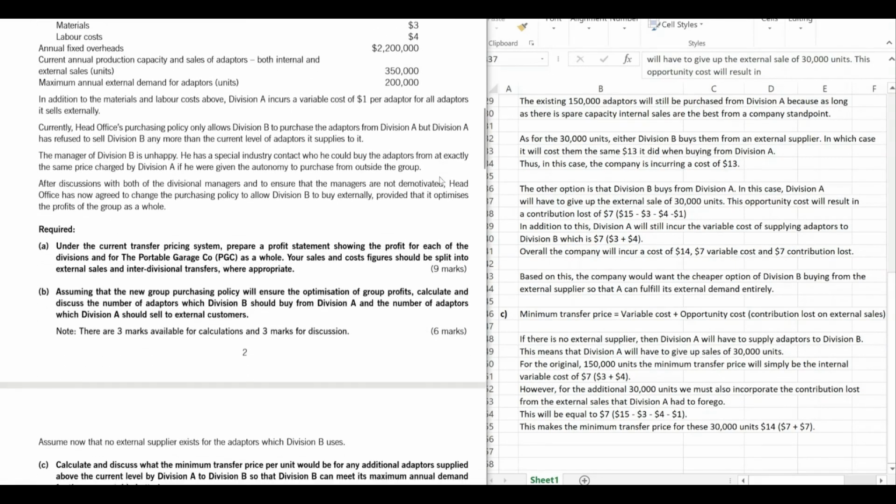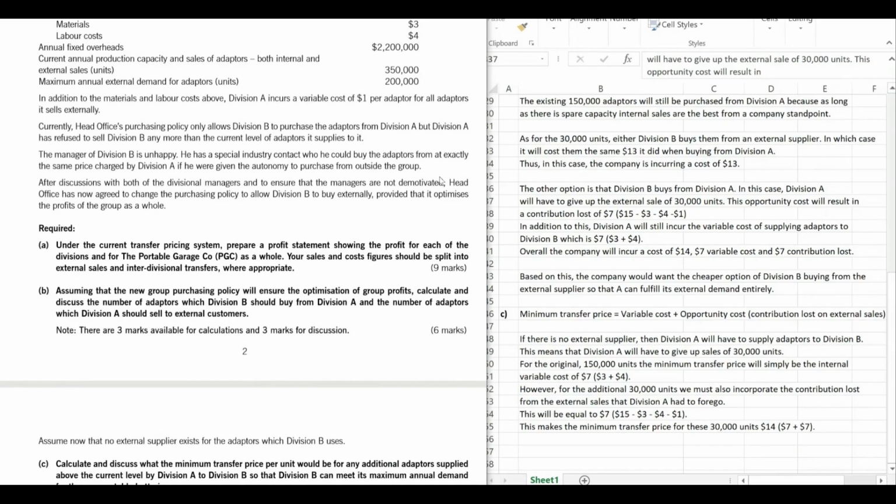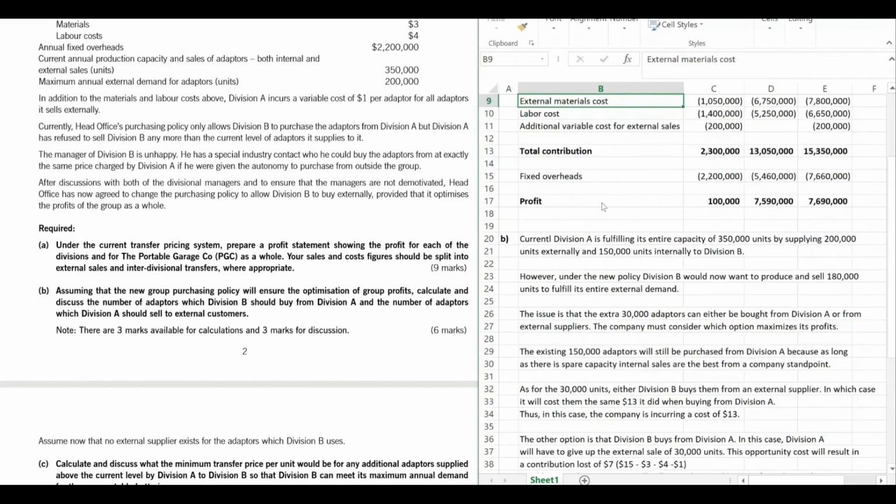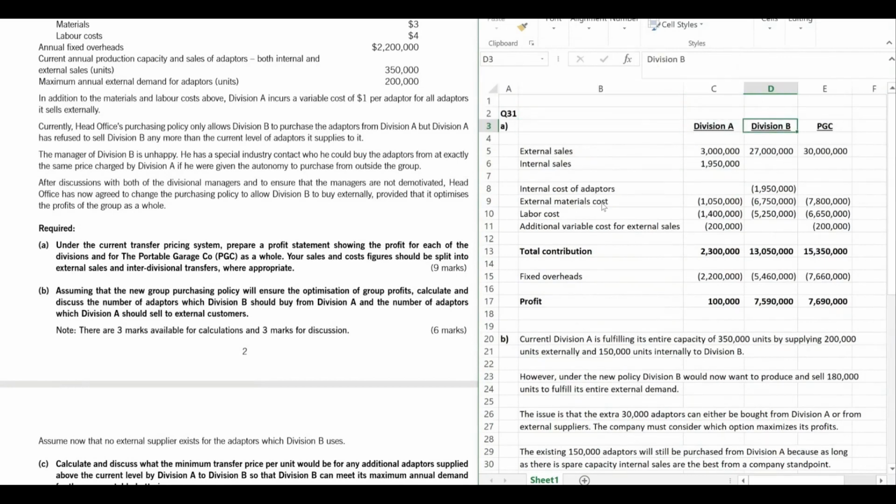So in this one, the twist was, one, you had to prepare the profit statement. For that, what did we say? Simply prepare the profit statement all next to each other for each division. For the selling division, there will be internal sales. For the buying division, there will be internal costs, which should cancel out with each other. Separate the internal and external sales and costs in the profit statement, and the company's profit statement will simply be the sum of all the numbers of the two divisions except for the internal sales and internal costs.